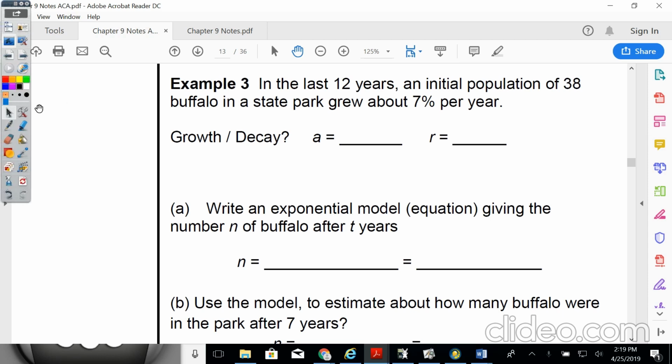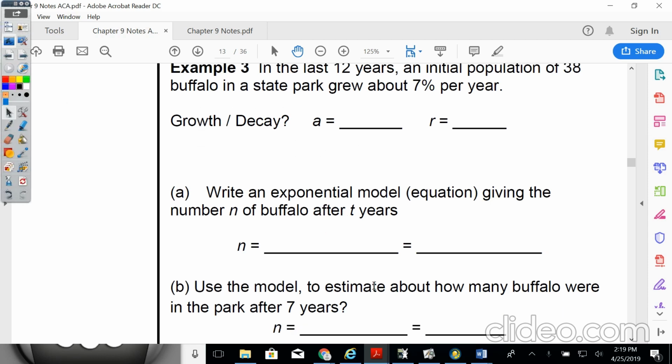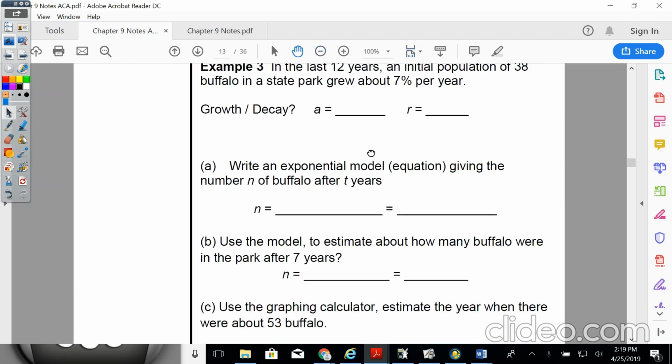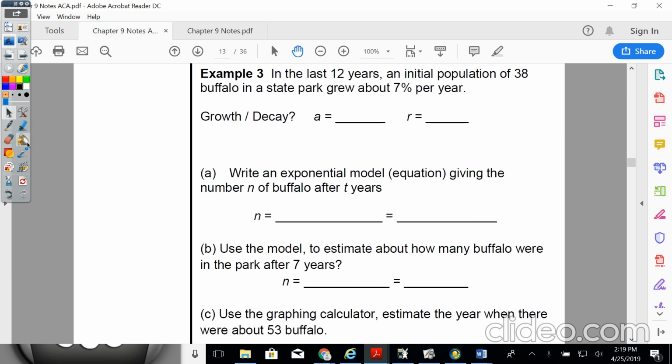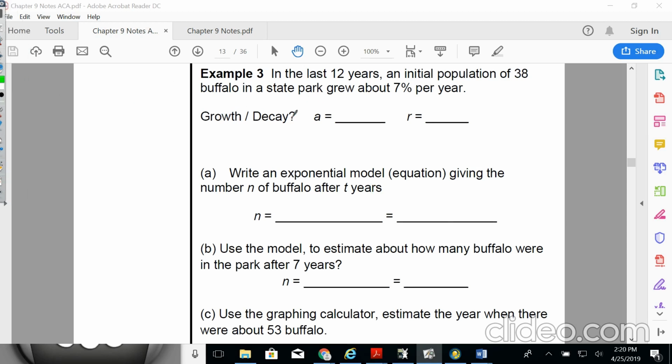Now we have word problems that we're trying to generate an equation for and then use it to answer some questions. So I'm going to zoom out a little bit so I can see all of it in one problem. Right, so example number 3: in the last 12 years, an initial population of 38 buffalo in a state park grew about 7%. So first, is it growth or decay? Well, since it says it grew, I know that it's going to be a growth.